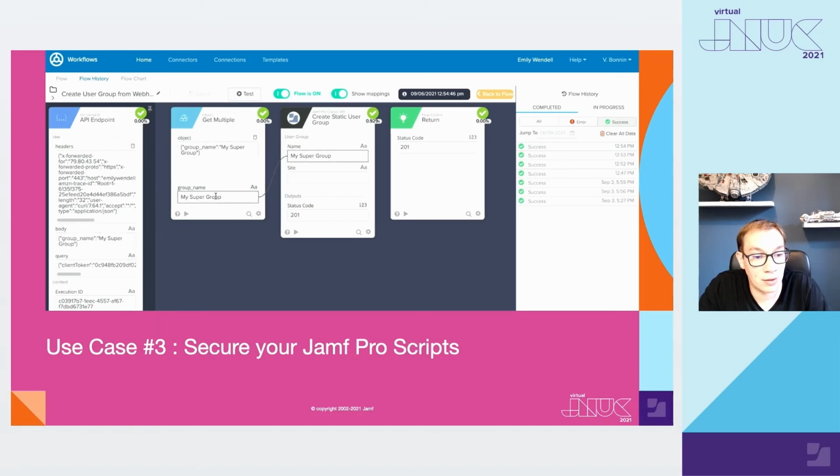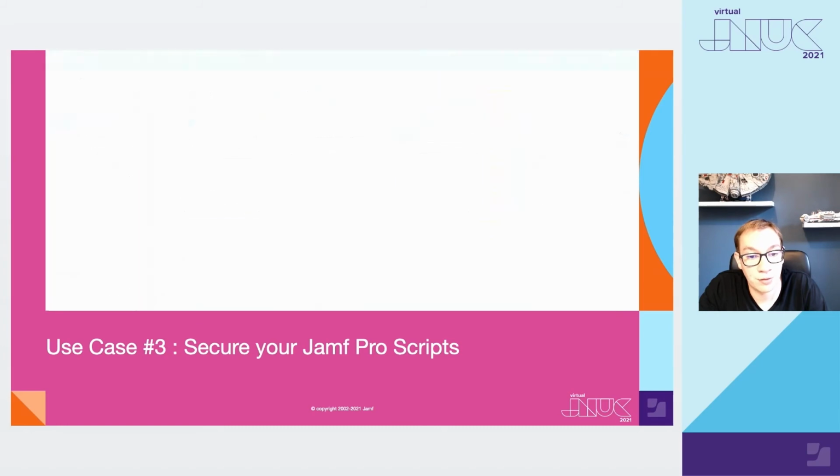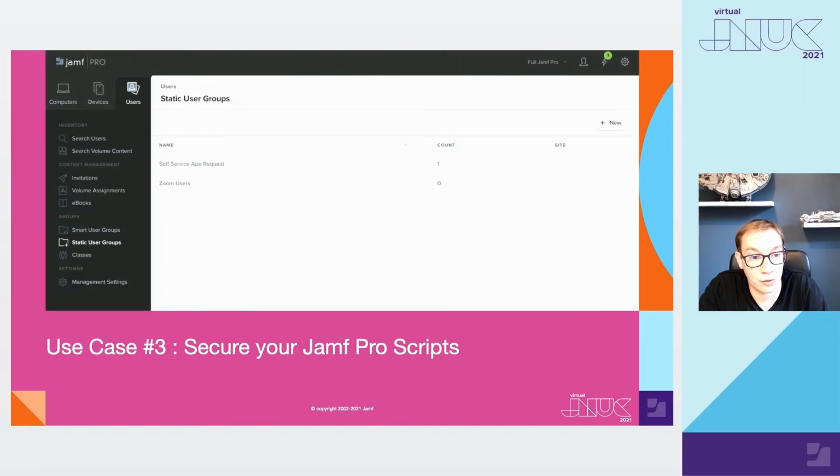You can see here that we are getting the variable mySupergroup from the script, and we will be doing the API call from Okta Workflows. And if we go back to Jamf Pro and refresh the static user groups, here you have your My Supergroup static group created. And you can witness that we have executed a script without any password, but it sent an API call nonetheless through Okta Workflows.